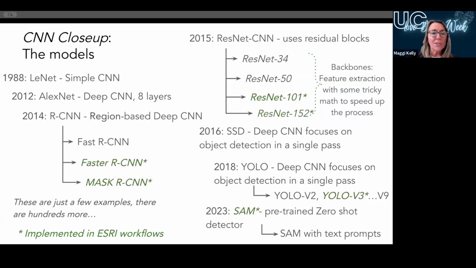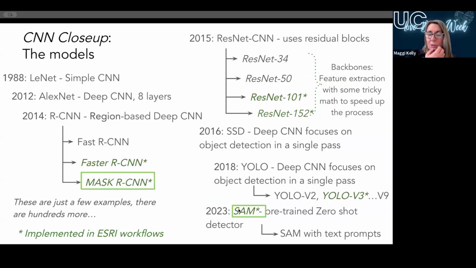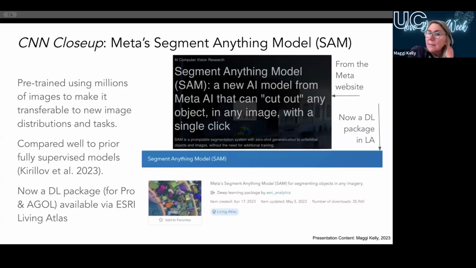So Esri right now implements many of these. It implements Faster R-CNN and Mask R-CNN. Those are both region CNNs. It implements a bunch of different backbones, including ResNet 101 and ResNet 152. That relates to how many layers you have and how fast or slow your process is going to be. It implements YOLO version 3, and it implements SAM. And we're going to show you how to do these two, Mask R-CNN and SAM. I'm just going to highlight a little bit about SAM because it is just about the coolest thing.